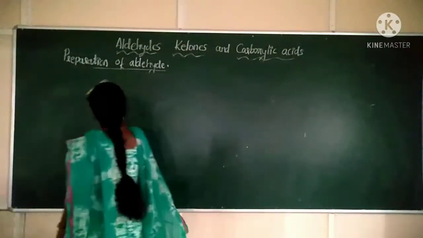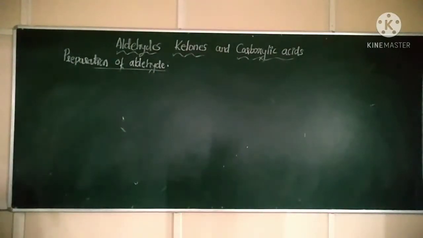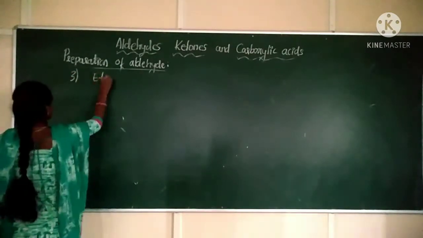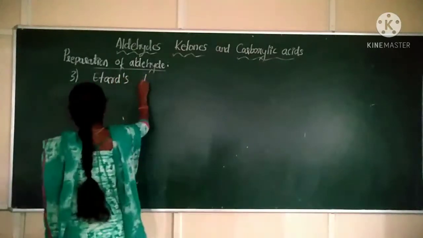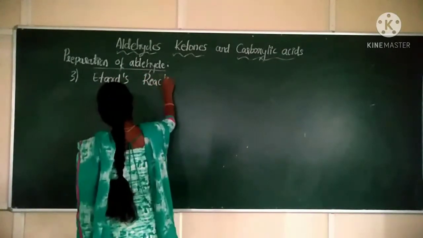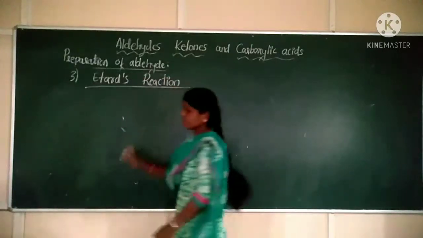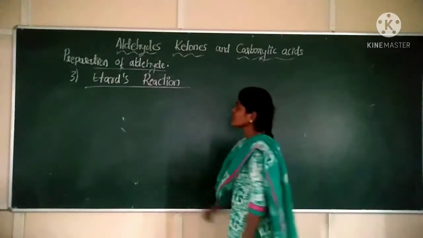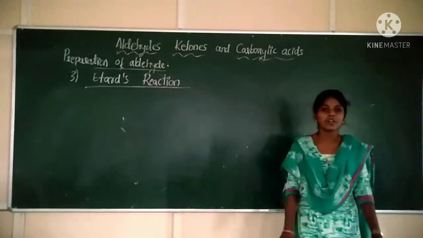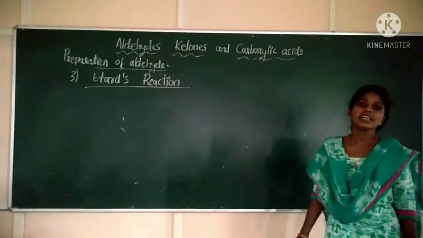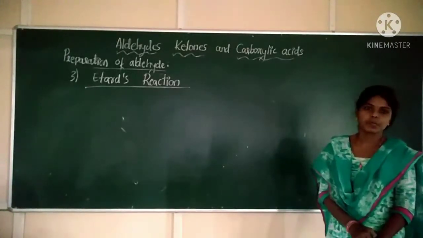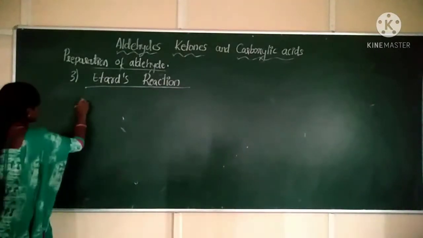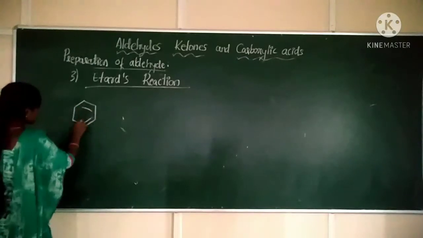Next type of reactions. Third named reaction, Etard reaction. Etard reaction for preparation of aldehyde. So Etard reaction is used to prepare aromatic aldehydes. Are you getting? Etard reaction is mainly used for the preparation of aromatic aldehyde. So aromatic aldehyde means I will take the initial reactant as toluene.